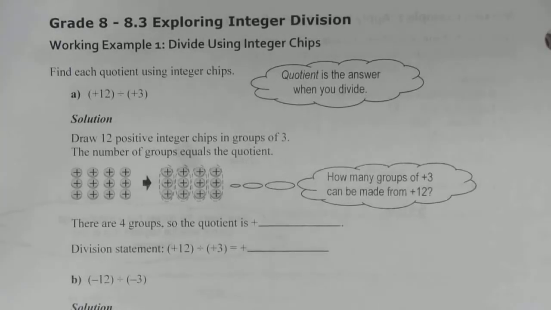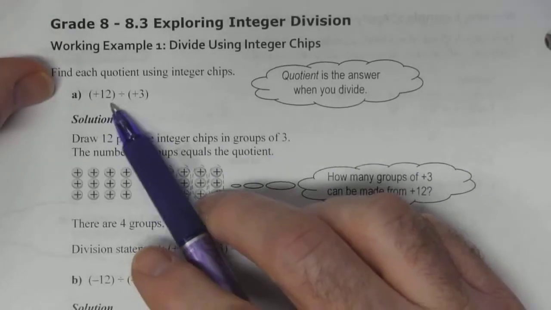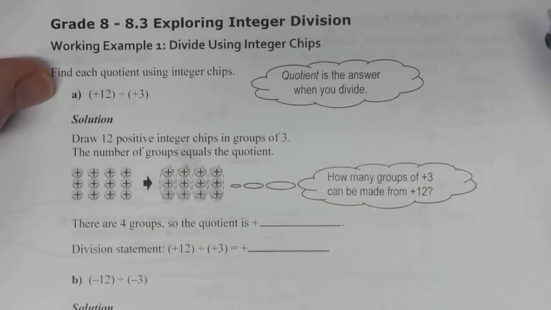5.3, exploring integer division. We start with working example number 1, divide using integer chips. So find each quotient using integer chips, and the quotient is the answer when you're doing a division question. So first example is positive 12 divided by positive 3.